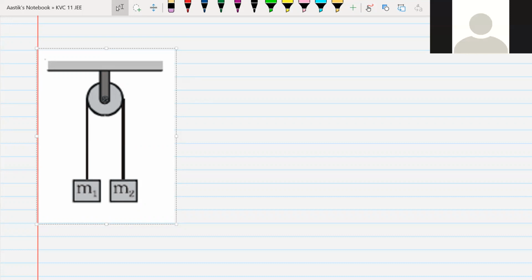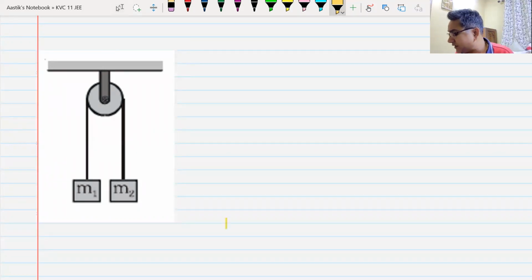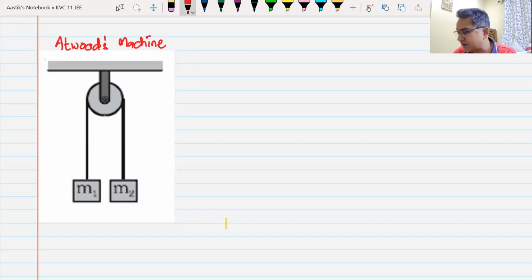Okay, let's move ahead and solve questions of this. This gentleman is known as the Atwood's machine. What is this known as? Atwood's machine. It does not look like a machine, but it is known as the Atwood's machine. In the simplest form, this is known as the Atwood's machine.